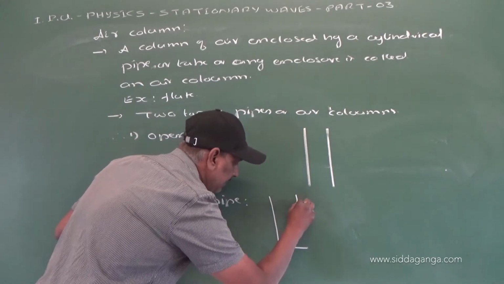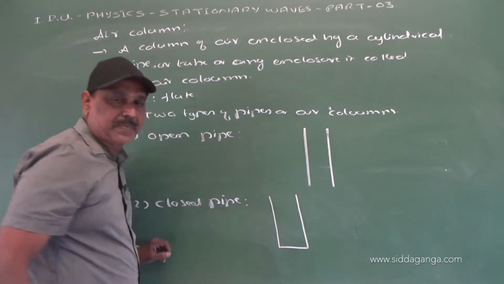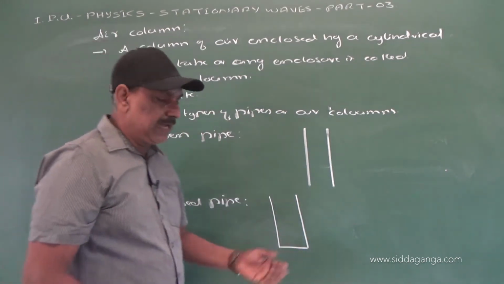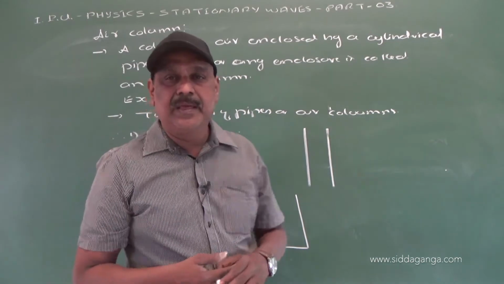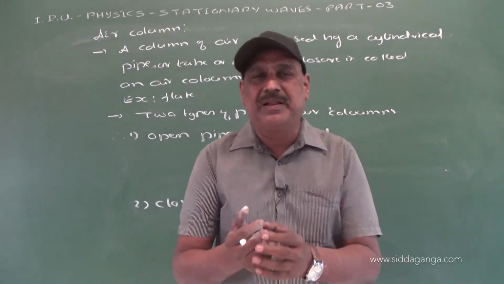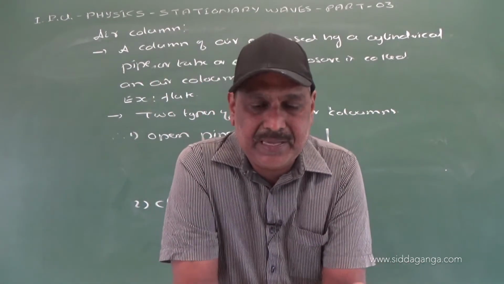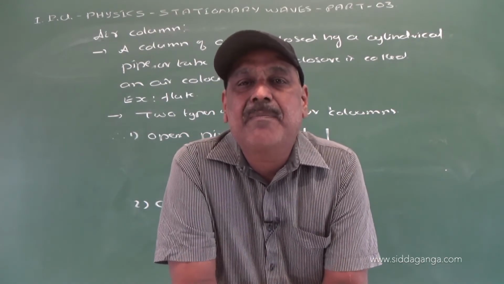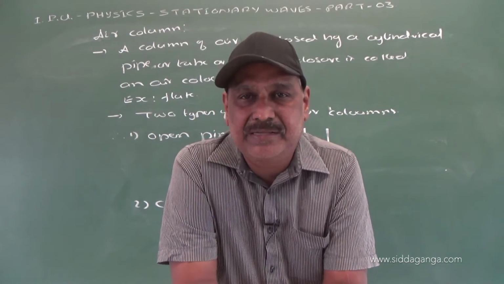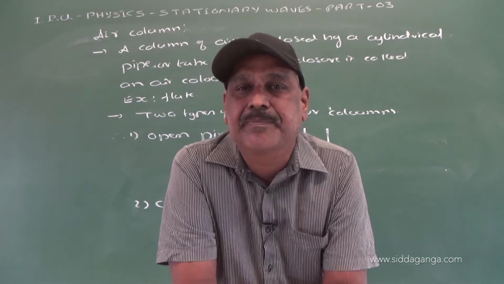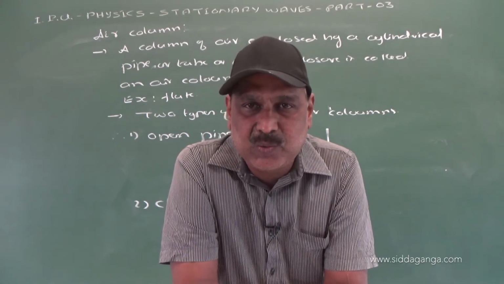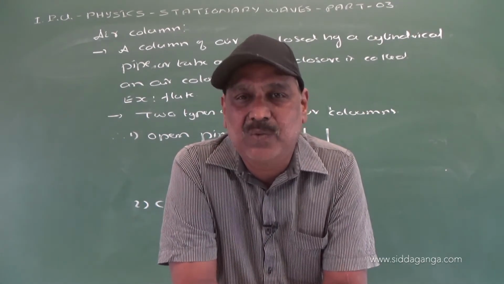It is like that. It is a closed pipe. One end is open, the other end is closed. The most suitable example for a closed pipe is the cap of our pen, right? Suppose it is cylindrical in shape, then one end is closed and the other end is open.